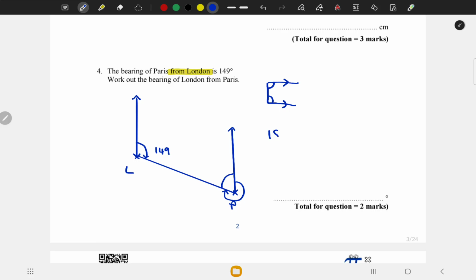I've been given one of the angles to be 149, so I can do 180 minus 149 to find this angle that's within, and that gives me 31. So I know that this angle here is 31. Now to answer the question, I know that angles around a point add up to 360. So all that I need to do is subtract 31 from 360. And when I do that, I'm going to get my solution to be 329. And that's that question done.